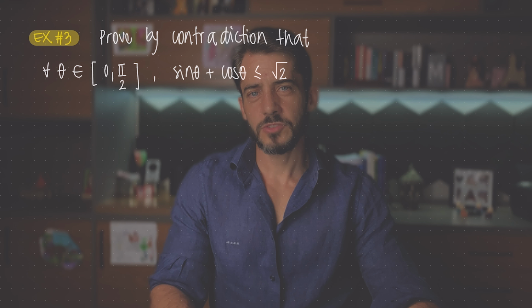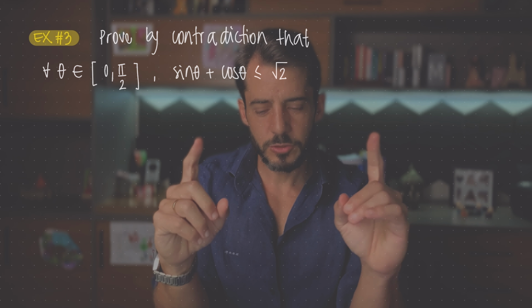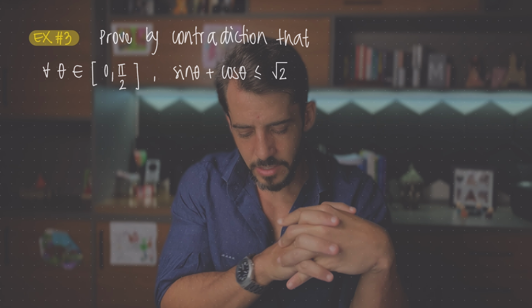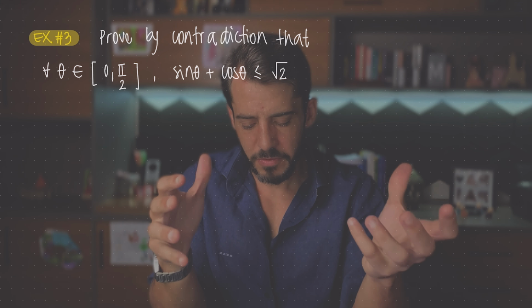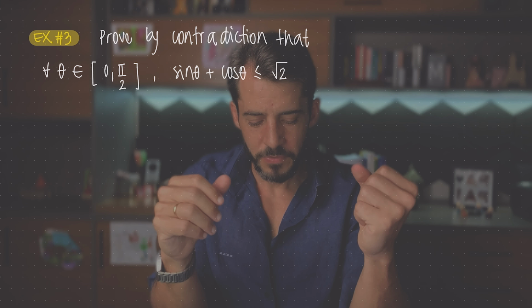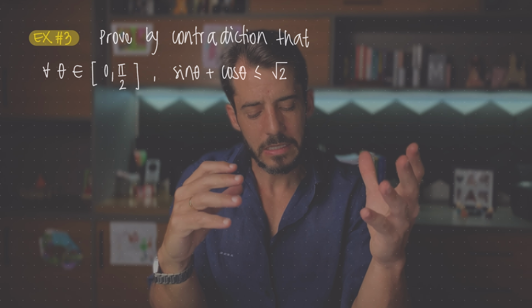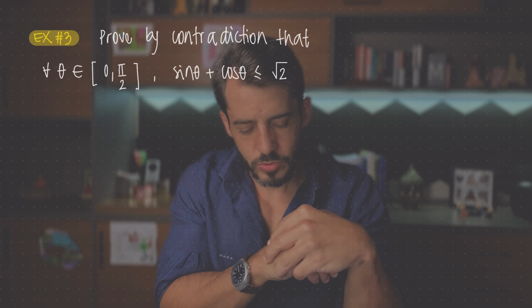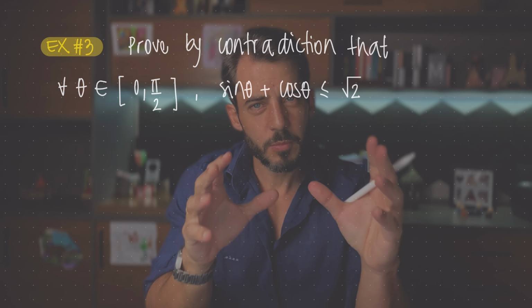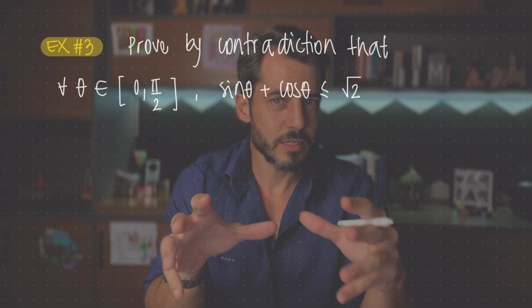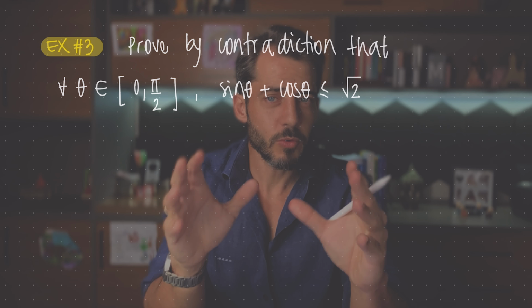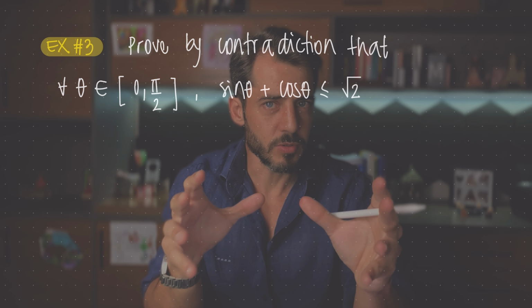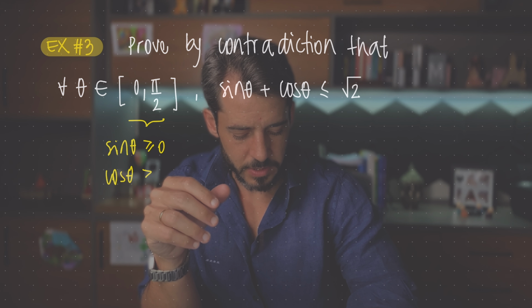Now, lastly, the exercise that involves inequalities and trig. Prove by contradiction that for all numbers between 0 and pi over 2, these are the values that theta can take, sine theta plus cosine theta is less than or equal to root of 2. Now, we're talking about the first quadrant, so sine theta and cosine theta are both greater than or equal to 0 in that interval. So let's write that to keep this in mind.